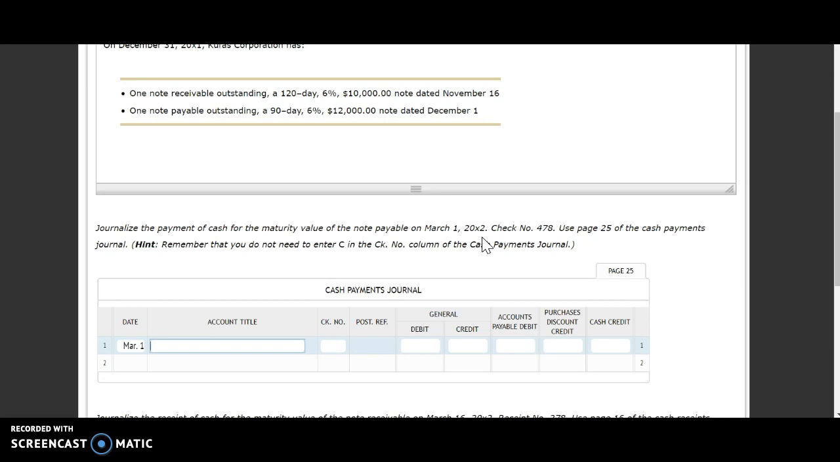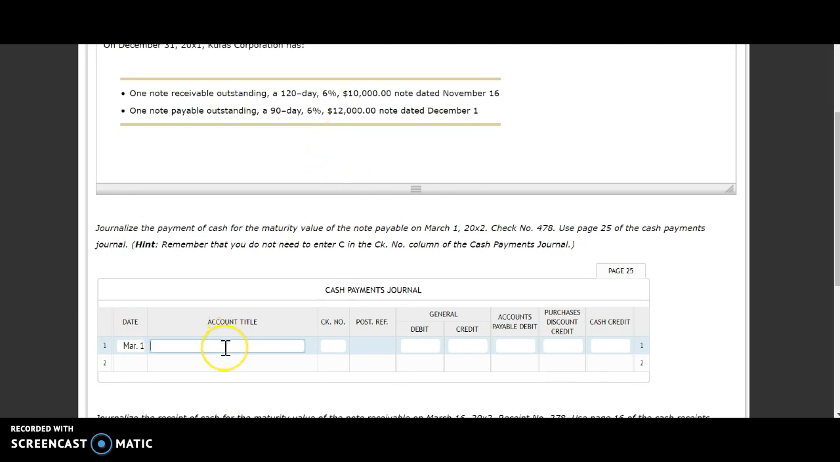Okay, now we have to figure out how much we are paying. So we're going to look up here. Here's our note payable. It says that it's a $12,000 note with a 6% interest for 90 days. So I need to figure out what my interest is. I'm going to take the principal amount, $12,000, times the interest rate, 6%, times the term, which is 90 over 360. That tells me that my interest is going to be 180.